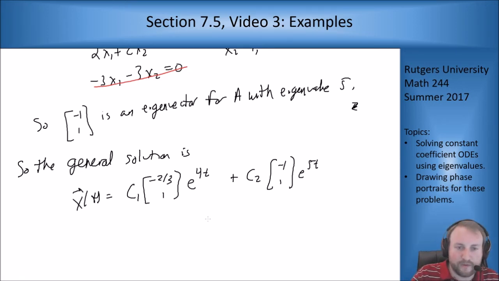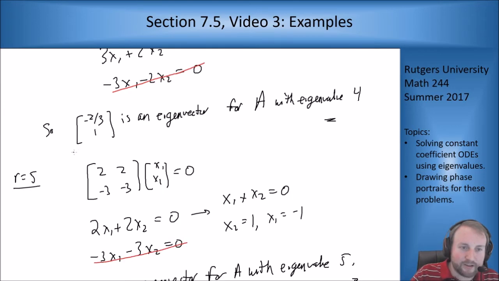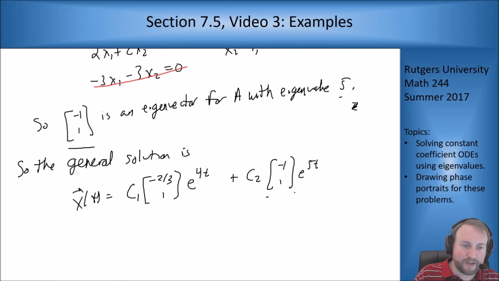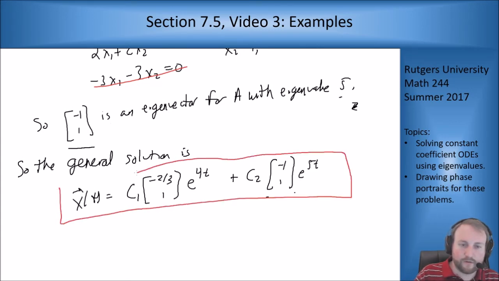I'm going to scroll back up again for a second. I had that (-2/3, 1) was an eigenvector with eigenvalue 4, so in my solution I have (-2/3, 1) e to the 4t. And I had (-1, 1) as an eigenvector with eigenvalue 5, so in my solution I have (-1, 1) e to the 5t. So that's how we get our general solution for this problem.